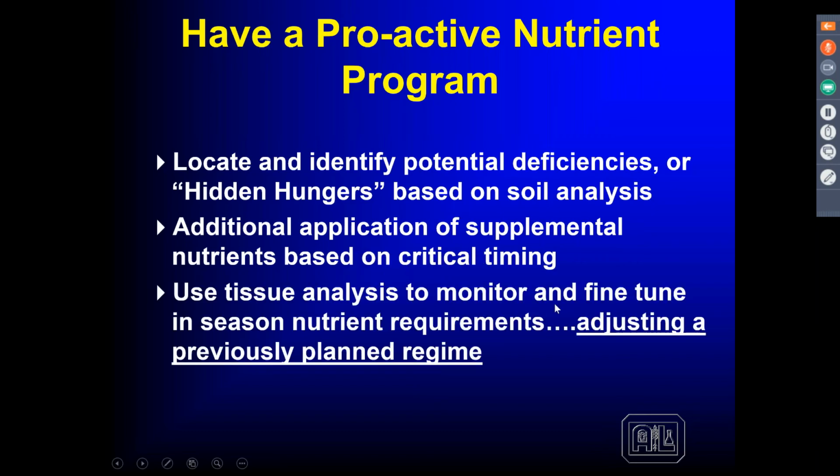Use tissue analysis to monitor or fine-tune in-season nutrient requirements. What we're talking about here is, even if you have the best fertility program in place and your soil levels are basically in good shape, you might have a super crop growing that's going to have big demands on that field. Or every year we have certain environmental conditions that create a deficiency right across the country. That might be boron one year, might be magnesium another year, and it's just an environmental factor that creates these deficiencies, and they'll be there.